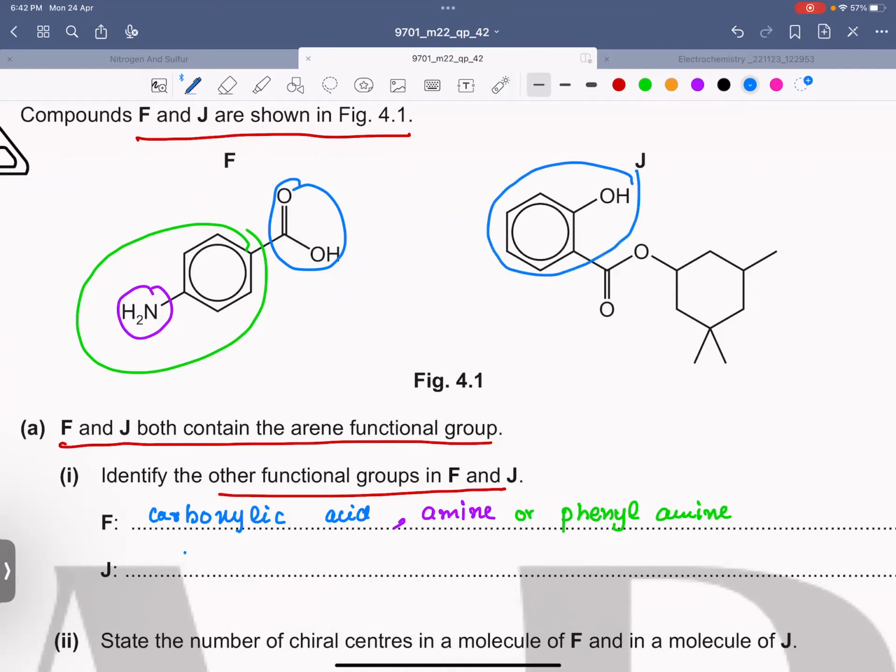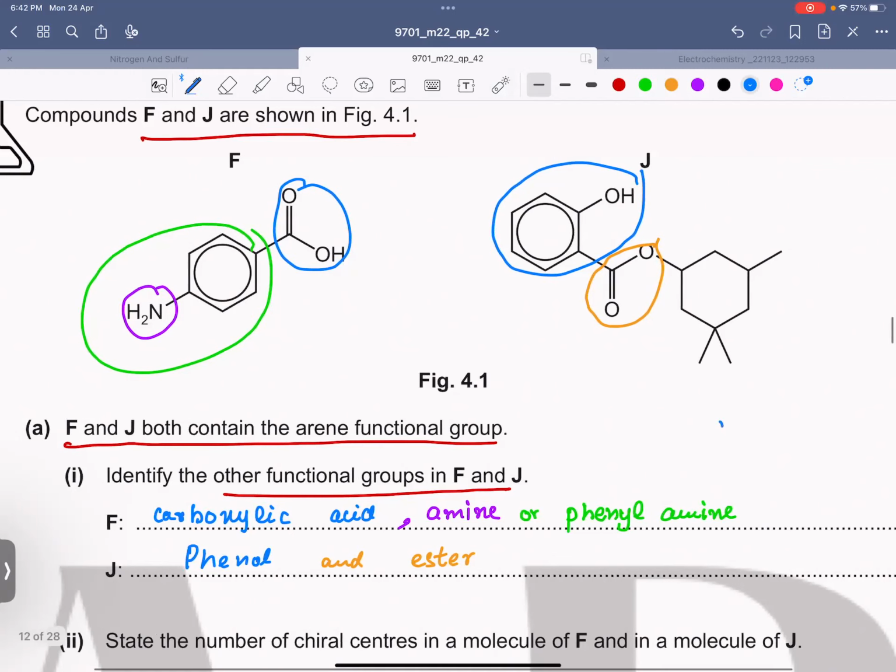That is phenol, and that is ester. Is this understandable? Sir, can we write alkane for J? Sorry, can we write alkenes for J? Alkanes. Are you saying alkene? No, alkane. Cyclohexane.